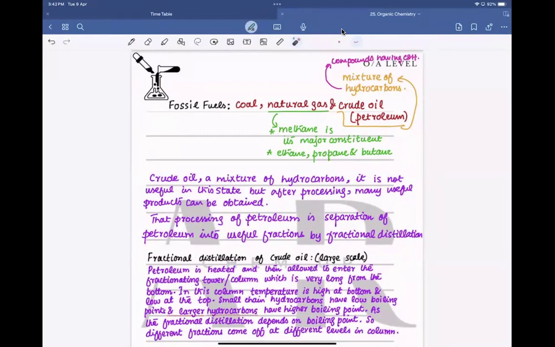In experimental chemistry, we studied two or three different fractional distillations: fractional distillation of crude oil, fractional distillation of liquid air, and fractional distillation of ethanol and water. Like these notes, you will find them.